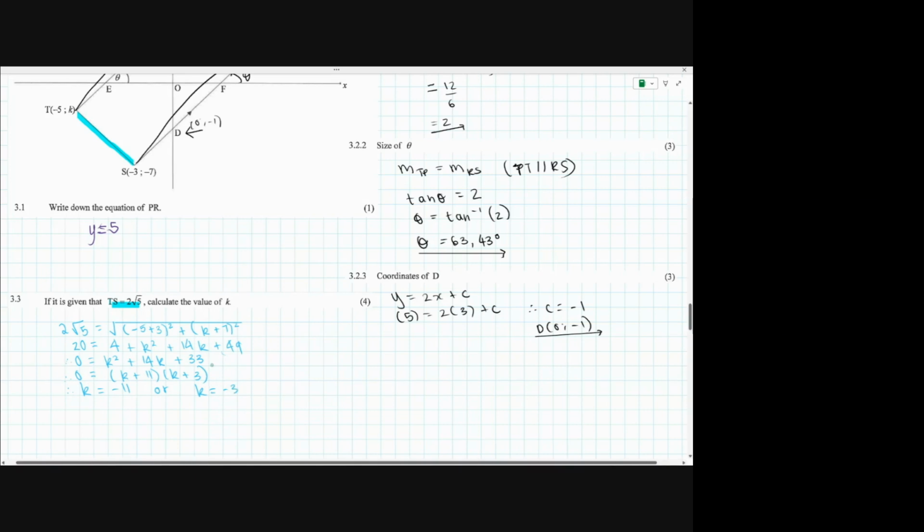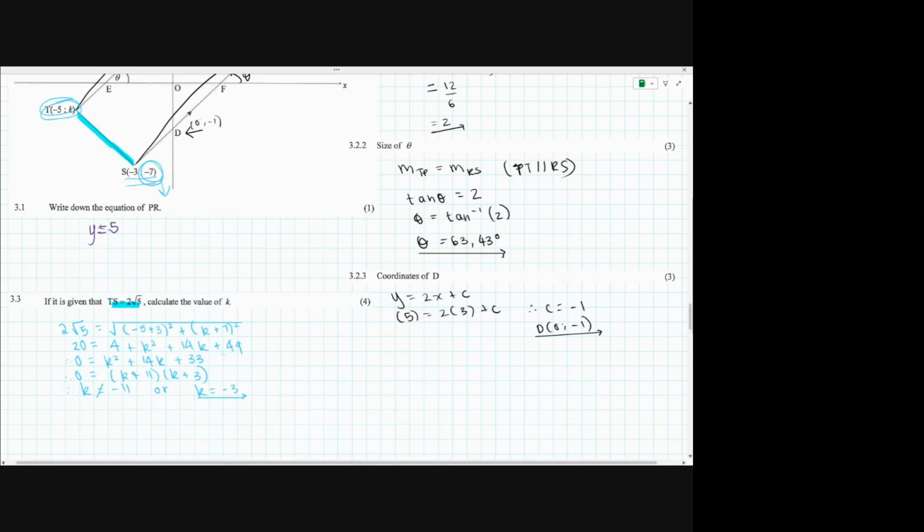Now we need to decide which one that is. Now look at your diagram. Look at the position of coordinate t. It definitely can't be -11 because S has a y coordinate of -7. -11 is below that. It can't be that. So we cross that one out and we say k is equal to -3.